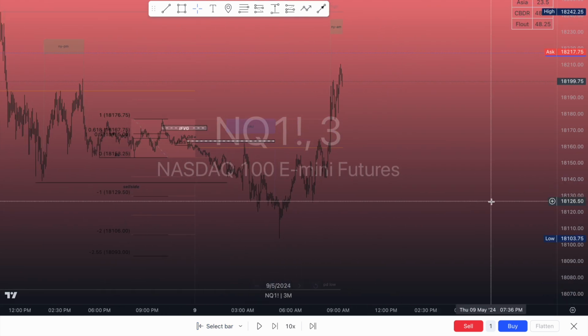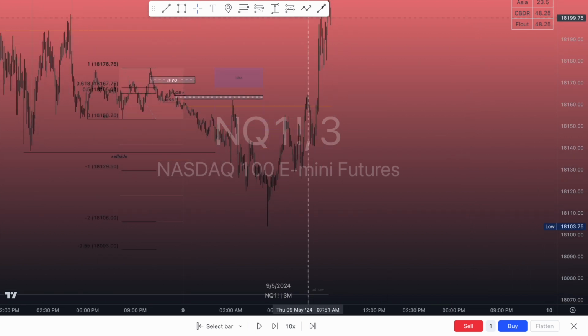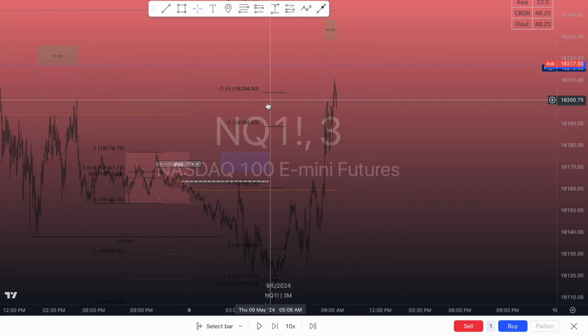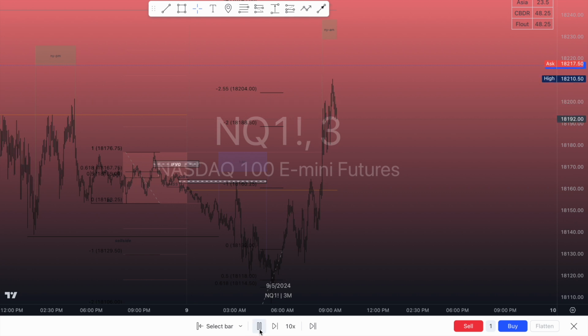And like I said, the way you know how far it's going to distribute up is you go from the low to where we shifted at. Right? And look what happened. We hit this and we start tanking.